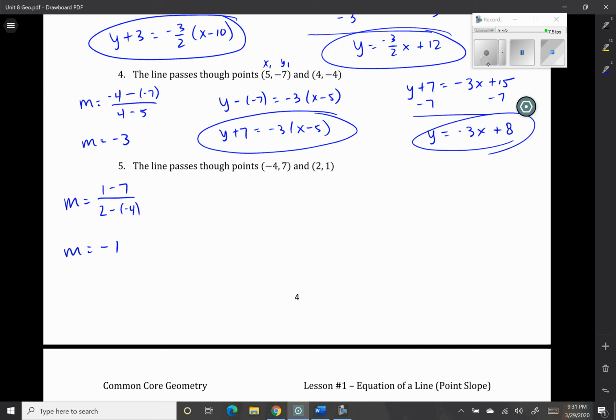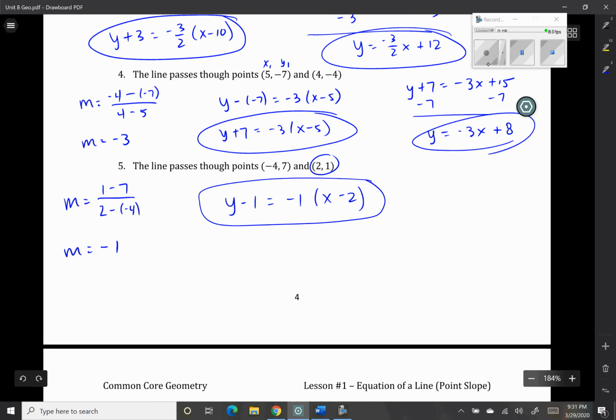So then we could say, pick a point. I'm going to pick this one. So I'll say y minus 1 equals negative 1 times x minus 2. Perfectly acceptable equation. If you chose the other point, you would have got y minus 7 equals negative 1 times x plus 4. It looks totally different, but it's actually the same, I promise.